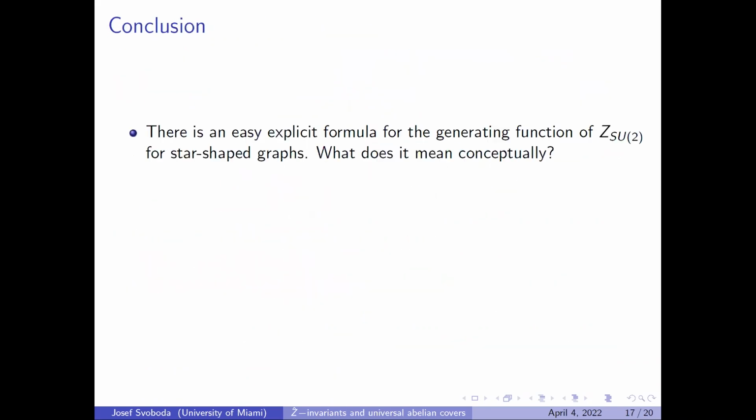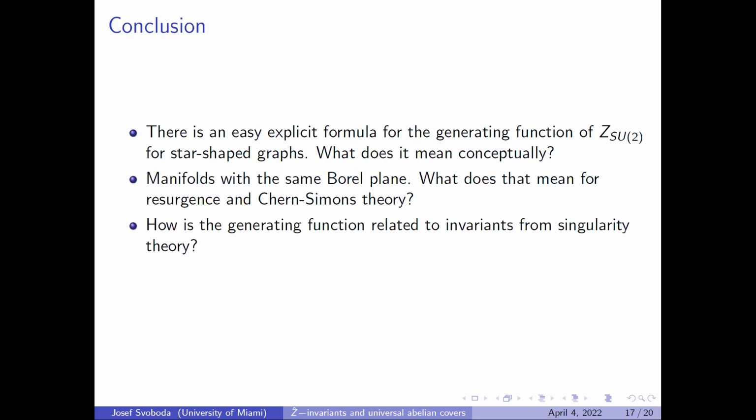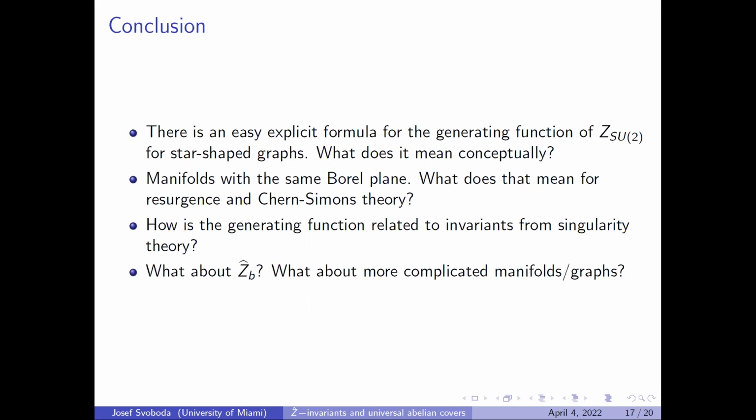So I think this is basically, I hope, planned for the very near future.